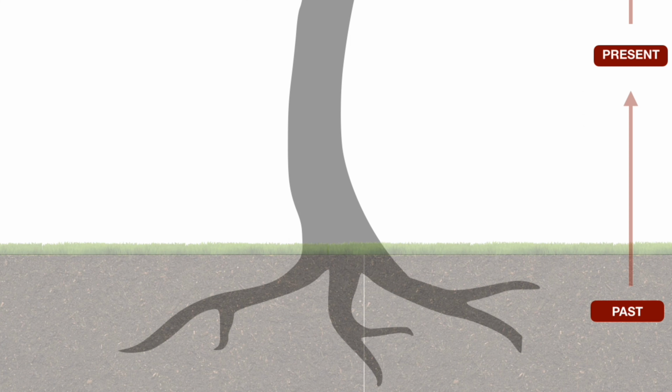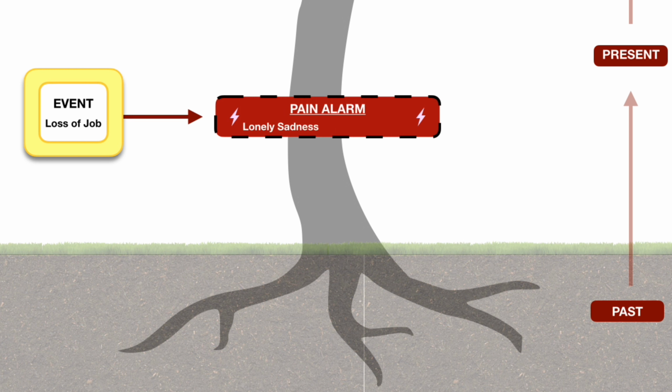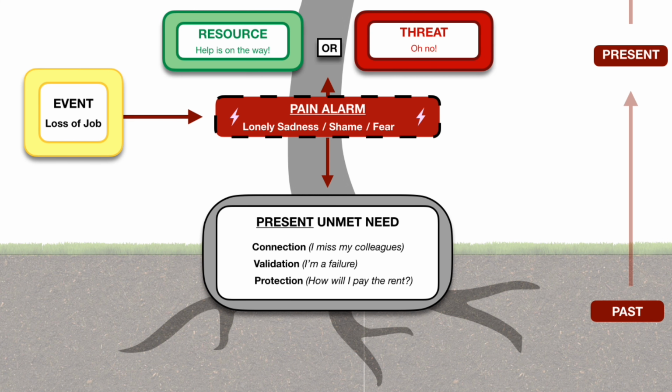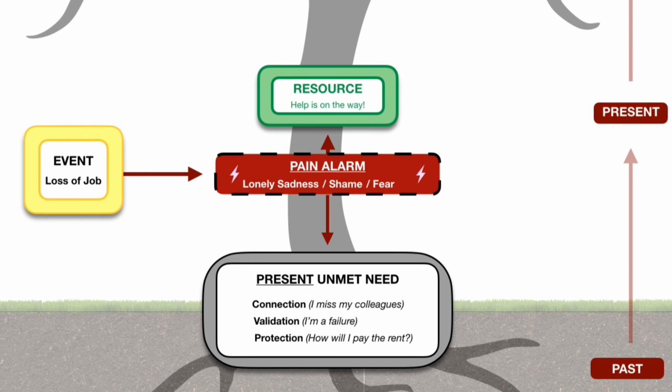Here's another example of a present-day event triggering the pain alarm, which kicks off the emotion process. Krishna loses his job, so his pain alarm rings out with lonely sadness, which points to an unmet need for connection. He feels shame, which is signalling an unmet need for validation, and fear, which alerts Krishna that his safety may be at risk. But because emotion is encoded in Krishna's brain as a resource, he is driven by his pain alarm to take positive action.